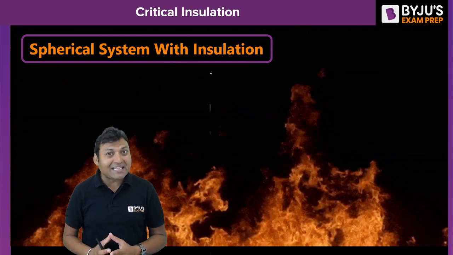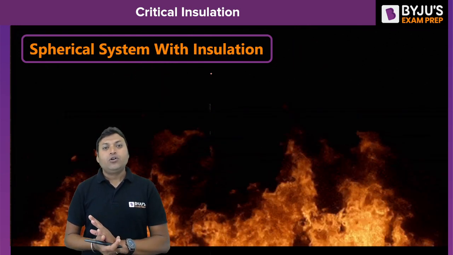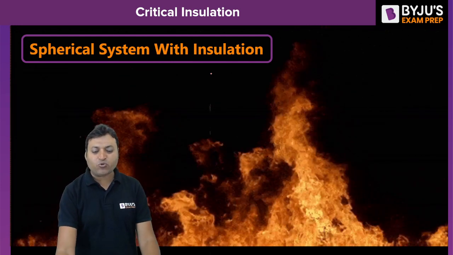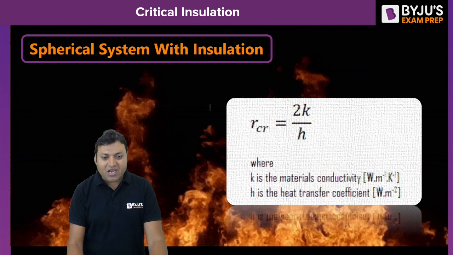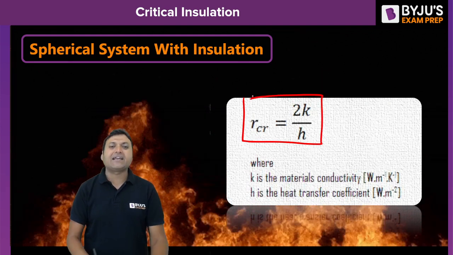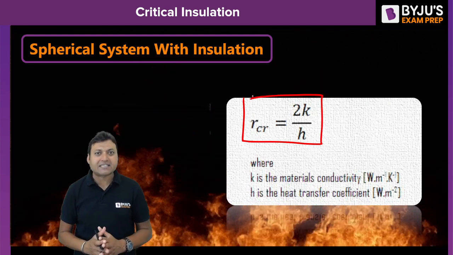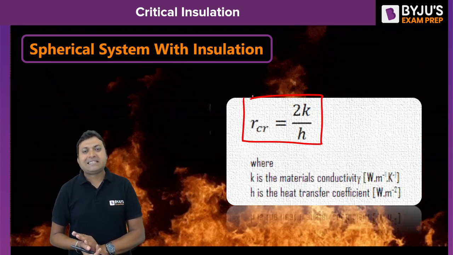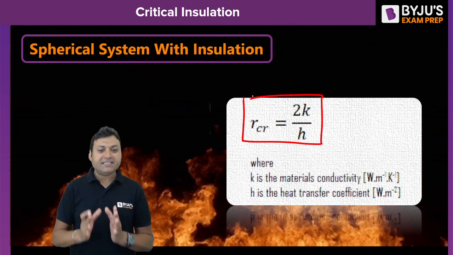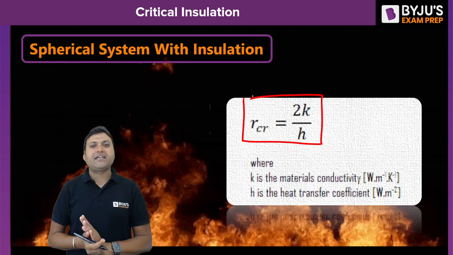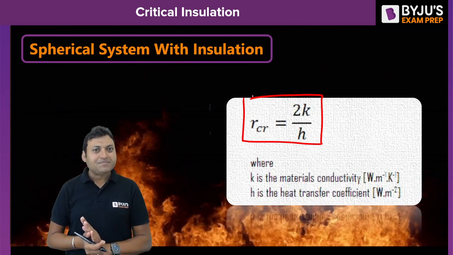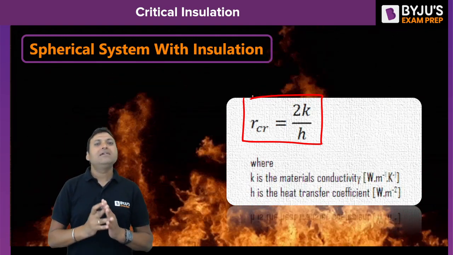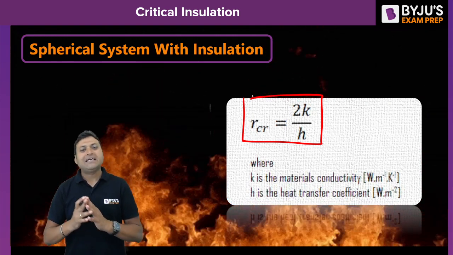Similarly, for a spherical system, if we differentiate the equivalent resistance with respect to R and put it as 0, then we will obtain the critical radius of insulation for a spherical system as twice that for a cylindrical system. That is the point where the rate of heat transfer will be maximum in the case of a radial system, and if we increase the insulation further, the rate of heat transfer will start decreasing.